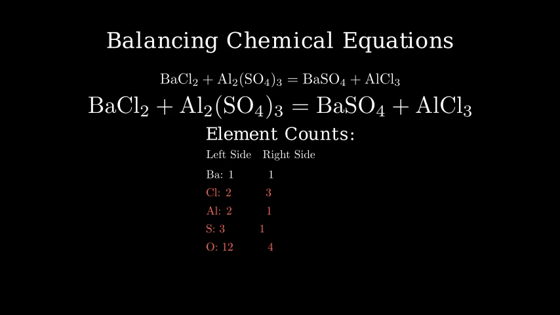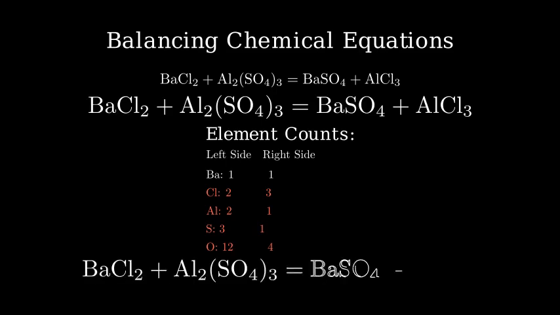Let's see what we need to balance. We have barium is already balanced with one atom on each side. Chlorine has two atoms on the left, but three on the right. Aluminum has two atoms on the left, but only one on the right. Sulfur has three atoms on the left, but only one on the right. And oxygen has 12 atoms on the left, but only four on the right.